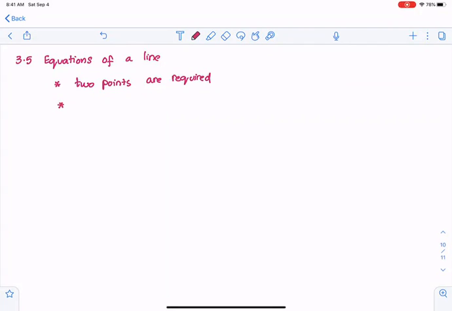If that doesn't work, we could use 1 point and 1 slope. So either we need 2 points or we need 1 point and 1 slope. If we don't have points or information that satisfy either of these, then we cannot define a line.